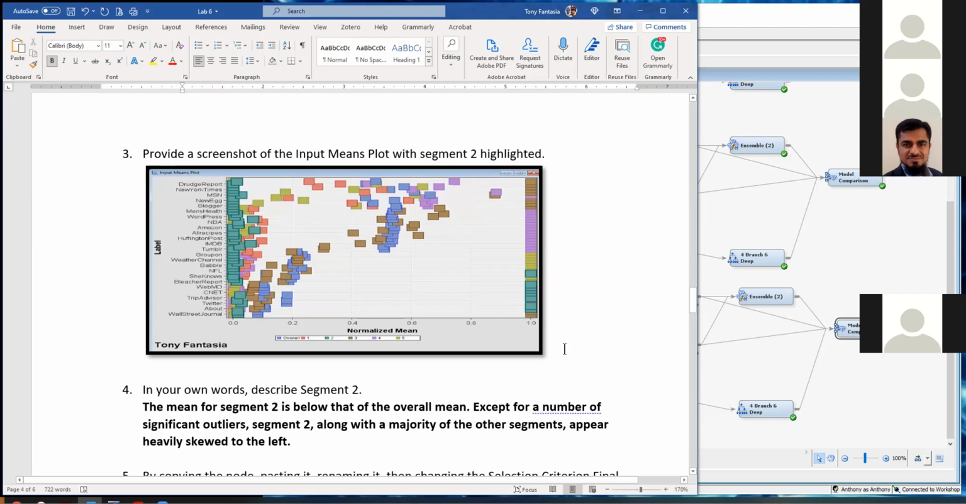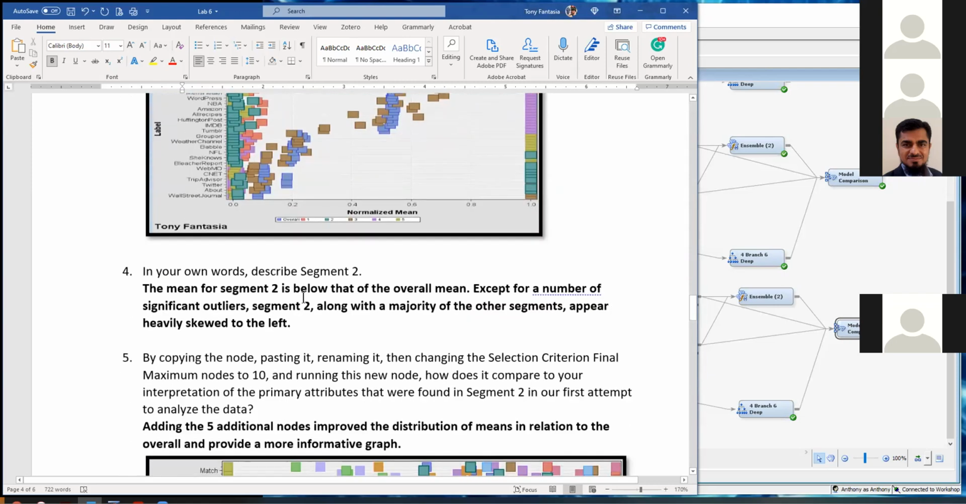For number 3, this is my screenshot for the means plot with the 2 segment highlighted. By highlighted, all I did was click on the number 2 and it brought these out to the front with a little bit of a border around them. That's the best I could do for highlight. I couldn't find any other way to make that more prominent. Did anybody else get anything different? I did the same. Okay, perfect.